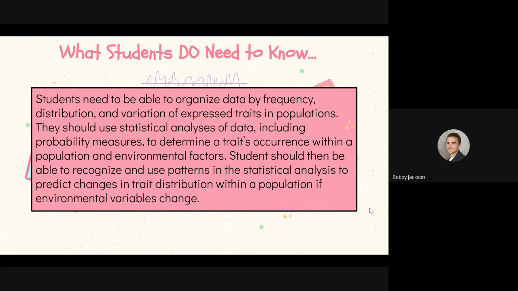So what do students need to know for this standard? Students need to be able to organize data by frequency, distribution, and variation of expressed traits in populations. They should use statistical analyses of data, including probability measures, to determine a trait's occurrence within a population and environmental factors. Students should then be able to recognize and use patterns in the statistical analysis to predict changes in trait distribution within a population if environmental variables change.